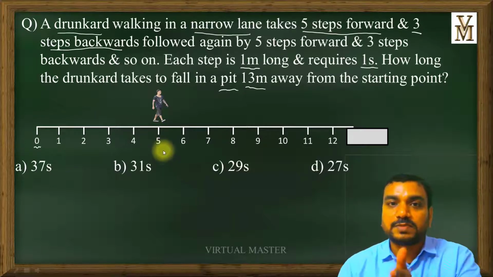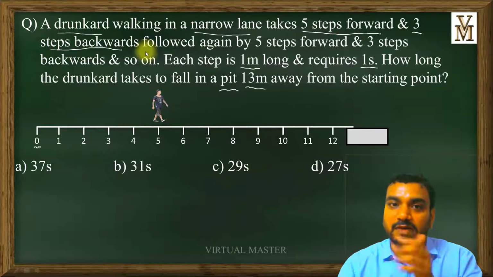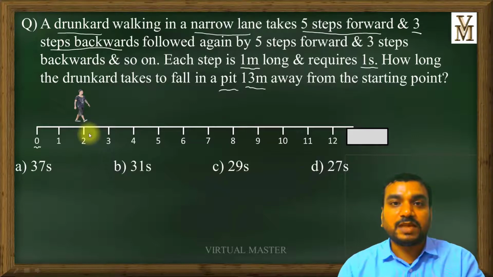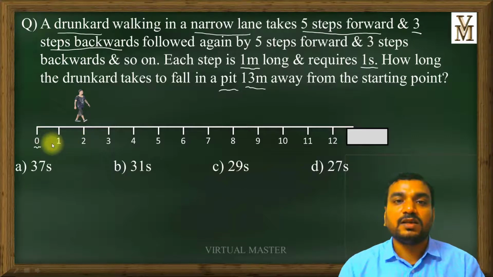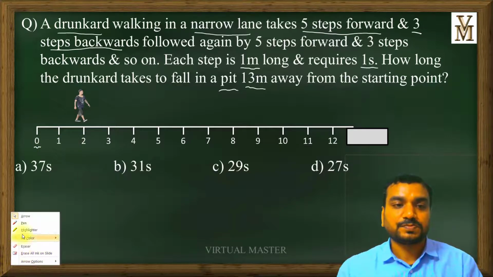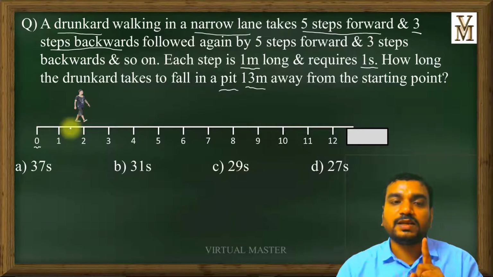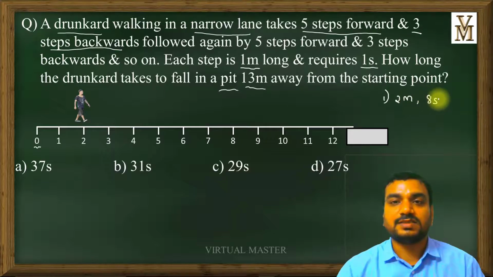Now, after coming 5 steps forward, he goes back 3 steps. Okay, he takes 3 steps backward. So now he moves 3 steps backward. So how much time is required now? 3 seconds. Okay, initially he took 5 steps forward and he came back 3 steps. In total 8 seconds he has traveled only 2 meters, isn't it? So in the first go he covered only 2 meter in 8 seconds, isn't it?